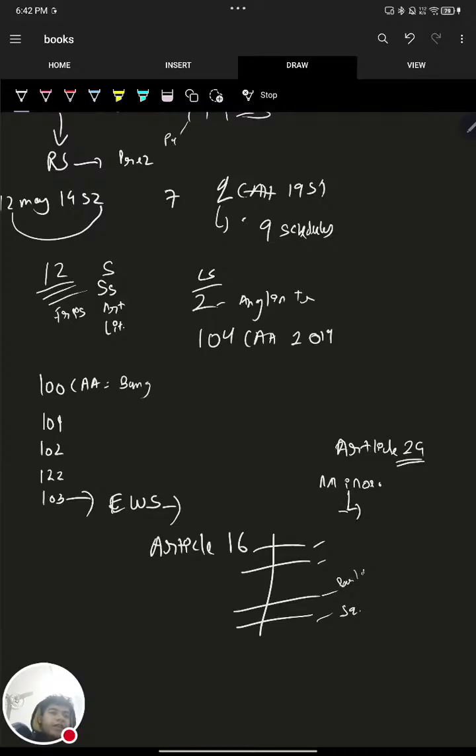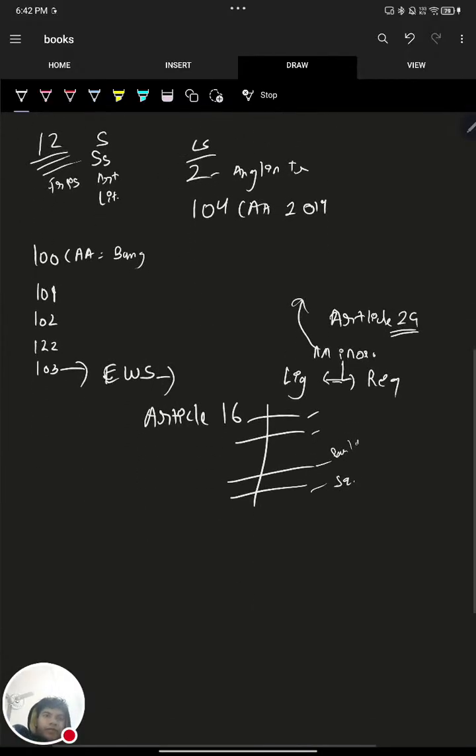Minorities can be of two types on the basis of linguistic and religious. So it is not a person's choice to be a minority, but he is born into it. And it doesn't matter whether they are rich or whatever, they would still be called that. But the thing is, the term minority is not explained in your constitution.